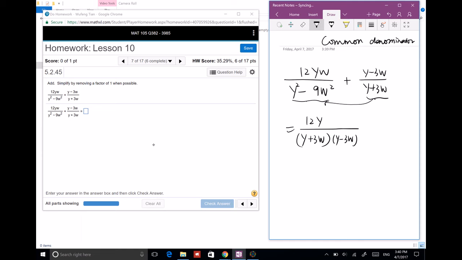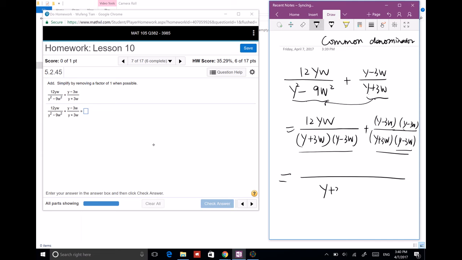So 12yw stays. For the second one, the denominator is y plus 3w, so I need to multiply it by y minus 3w to make sure they're the same. The y plus 3w is already there, so I have to multiply the top and the bottom by y minus 3w at the same time. So now we have the same factors, the same denominators: y plus 3w times y minus 3w.